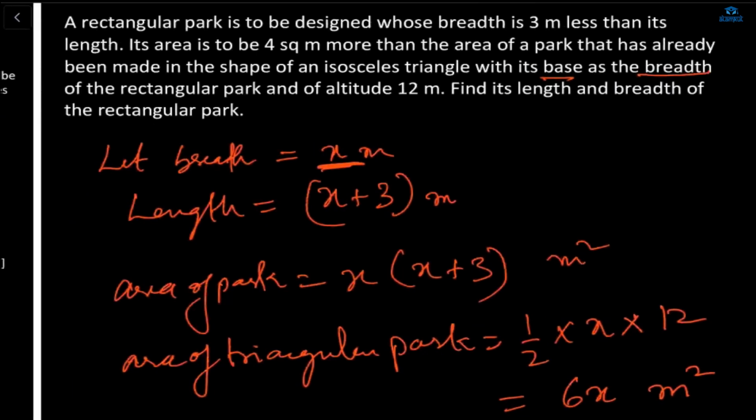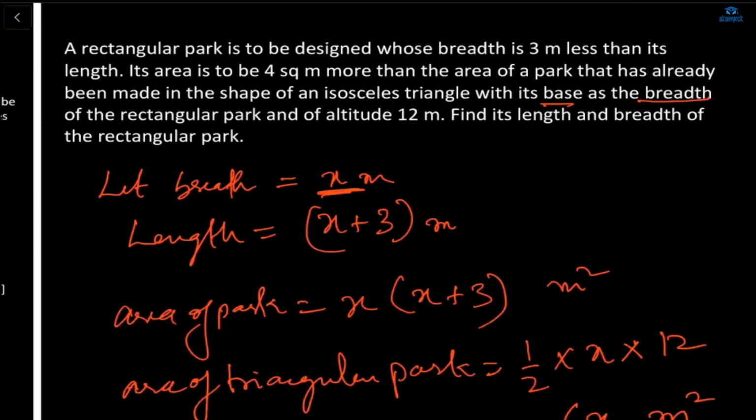Okay, now the next question: a rectangular park is to be designed whose breadth is... Now here you can form the equation in two ways. In fact, any equation can be formed in 2 or 3 different ways. So a rectangular park is to be designed whose breadth is 3 meter less than its length.